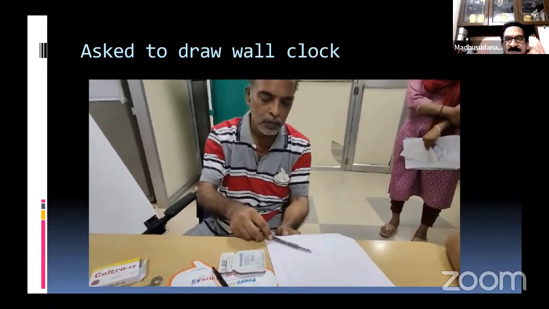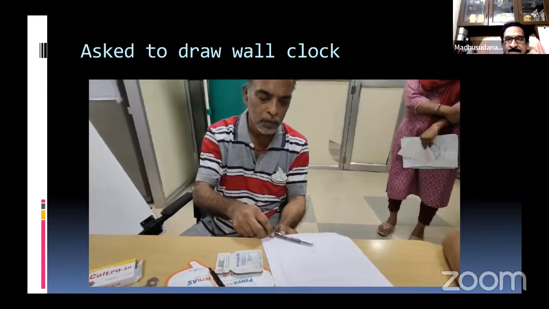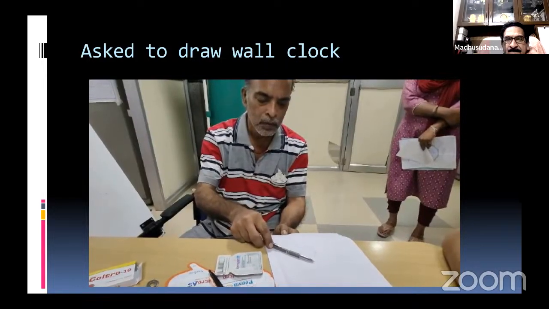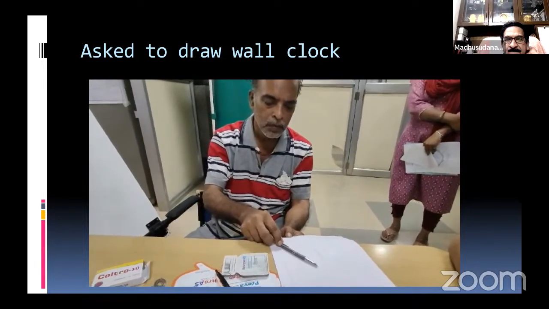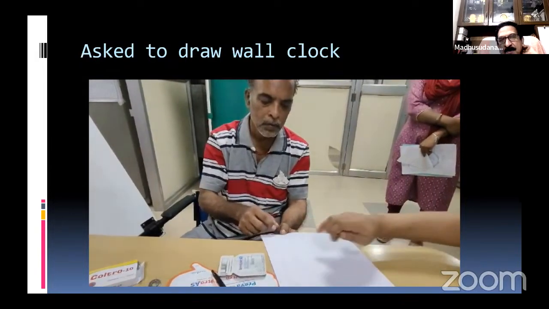What is he doing with the pen? So how do you interpret this? He's asked to draw a clock. This is what he has done. One, he may not have understood the question. Conception, I mean, comprehension is defective.